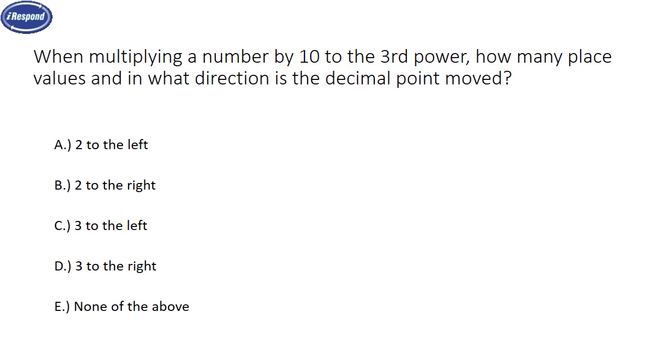On question 2, it said, when multiplying a number by 10 to the third power, how many place values and what direction is the decimal point going to move? Well, since we know it's 10 to the third power, it's going to shift 3 place values. So we automatically can take out A and B. We're left with C, D, and E. And we know it's 3 place values, so it has to be between C and D. Now we know when we multiply by a number, the decimal point is going to move to the right. So D would be 3 to the right.